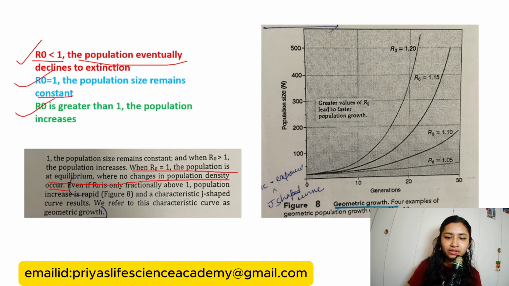Like here you can see in figure 8, a characteristic J-shaped curve results. We refer to this characteristic curve as geometric growth. Here you can see the geometric growth, the J-shaped curve. Here R0 is 1.05, R0 is 1.10, R0 is 1.51, and here R0 is 1.32. You can see that by increasing the value of R0, the growth of the population increases abundantly, and it gives us a J-shaped curve. So for exponential growth and also for geometric growth, you get a J-shaped curve.